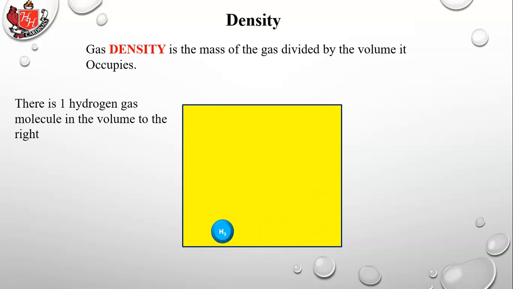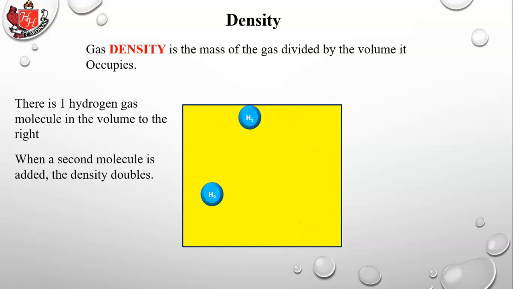So there's 1 hydrogen gas molecule in the volume to the right. When a second molecule is added, the density doubles. You have twice as much mass of hydrogen in that same volume, so the density doubles. Another way we could have done it is if we had shrunk the volume down. We kept just 1 molecule in there, but we shrunk the volume down to half the original size. That would have also created an equal density to this. So there's 2 ways you can change density. You either change the mass or you change the volume. Either one of those ways can increase or decrease density.